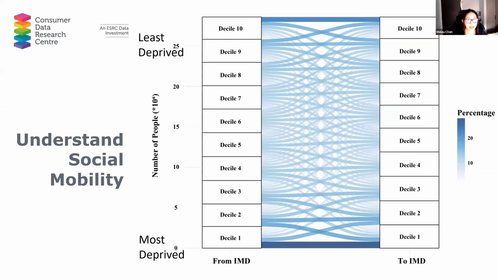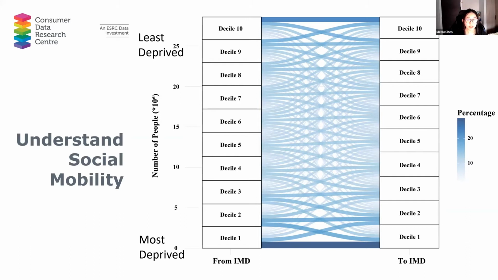So this is an alluvial plot showing the change in IMD deciles of movements between origins and destinations by LSOA level in England. IMD is an index that measures social deprivation for small areas. The larger the IMD score, the more deprived the area. Here, deciles 1 to 10 range from the most deprived to the least deprived areas.